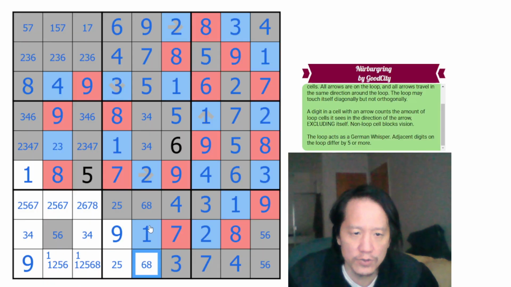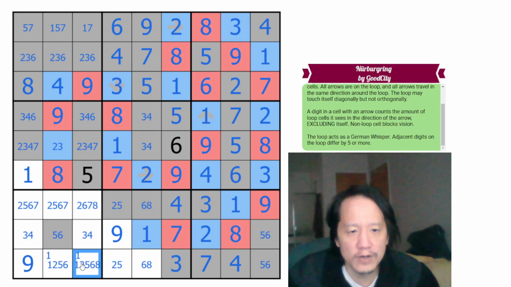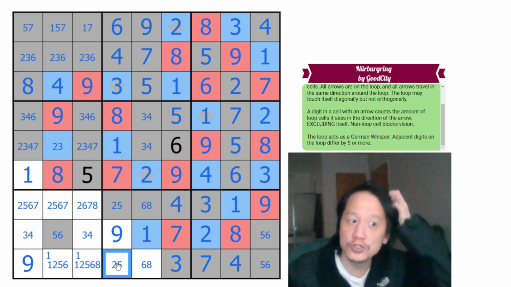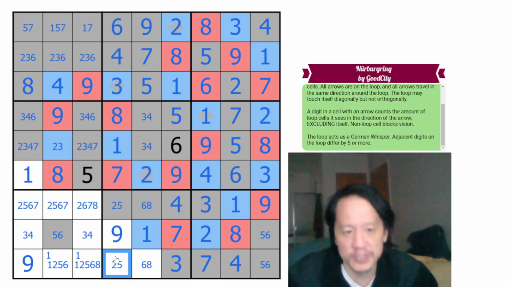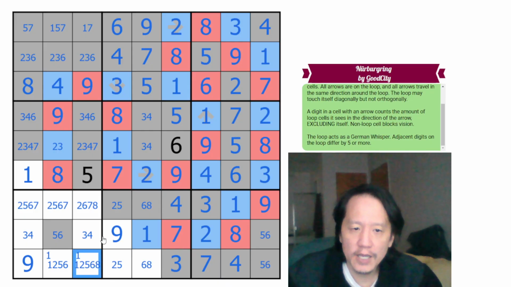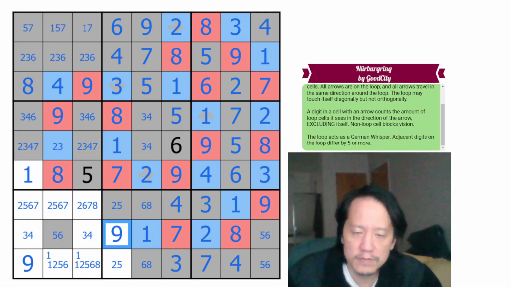It has to go this way, right? If it goes this way, it has to continue on here, and then you have a 6, 8, 6, 8 surrounding a 2 on the German whisper line, which is not allowed because 2 is not 5 away from 6. So it cannot go this way. It has to go into the 9.